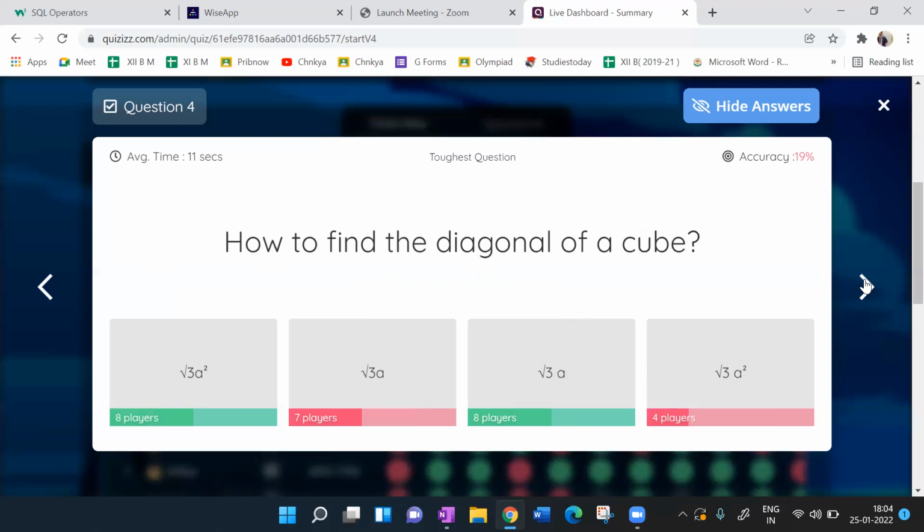Yeah, now we understand. It should be root 3a, sir, but two of the options have root 3 and both of them are similar. The difference is only the space, or else they look so similar. Yes, sir. You have to concentrate on the options first.